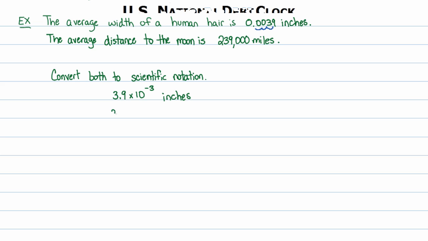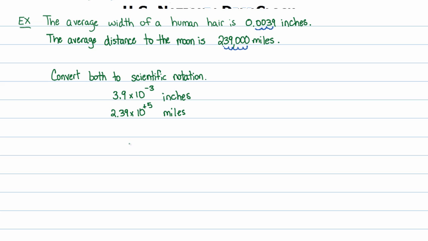The average distance to the moon is 2.39 times 10, and because I want to grow this number, it'll be a positive power. And again, decimal places between the 2 and the 3, 1, 2, 3, 4, 5. Miles.